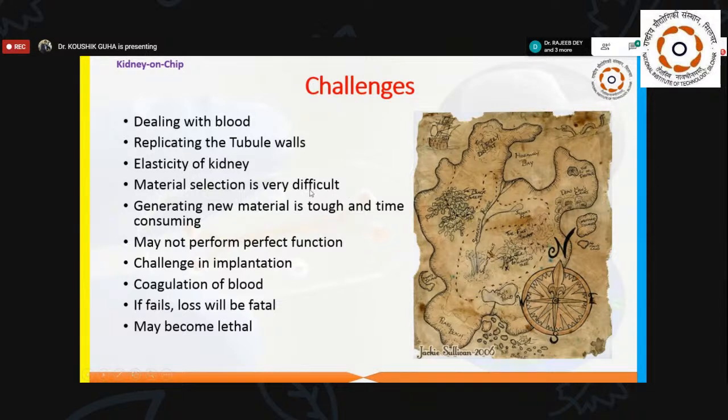What type of material is suitable for a biological environment, our human body? Generating new material is tough and time consuming, and it may not perform the function perfectly. Implantation is challenging. Maybe there is coagulation of blood, which is a kind of alarming condition. If it fails, the loss will be fatal. Suppose you fabricate the KOC and transplant it, but after some days it fails, then the loss will be fatal, that means the patient can die. It may become lethal.